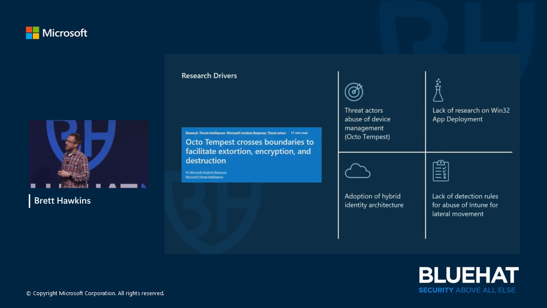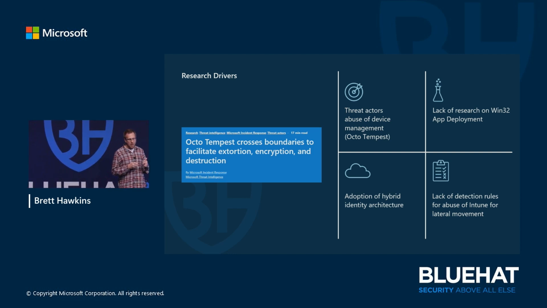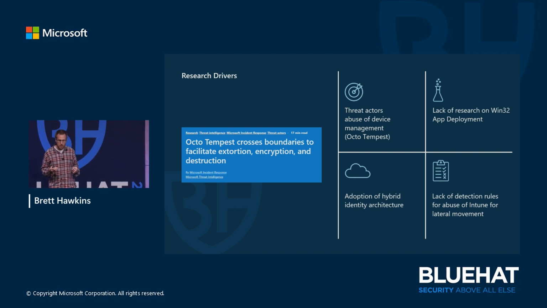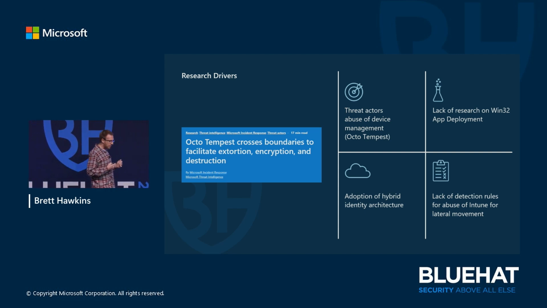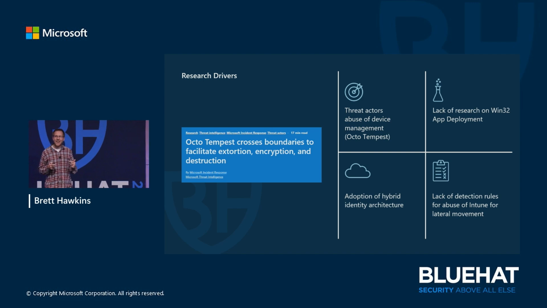What were some drivers on this research? So Microsoft released a threat intel report last year about Octotempest and their abuse of device management platforms to conduct code execution and lateral movement. Along with that, we're seeing more and more of our clients adopting these hybrid identity architectures, and because of that, our team is going after these, as are attackers. Specifically with Intune, there was a lack of research on the deployment of Win32 apps, so I researched that aspect that you're going to see, and there also was a lack of detection rules for the abuse of Intune for lateral movement.